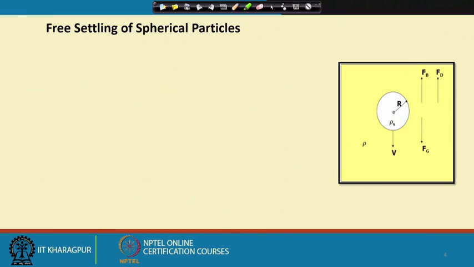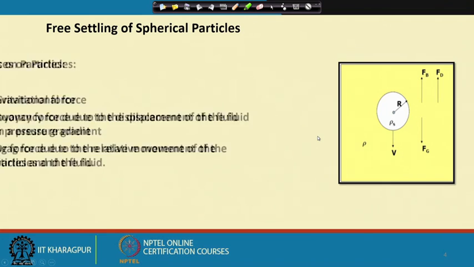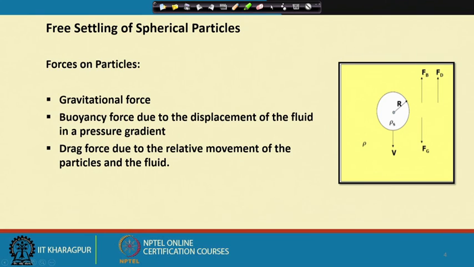So, if the fluid density is rho, then when the particle tries to travel through that fluid, you have three different forces acting on it. What are those three different forces? One is the gravitational force, which pulls the particle downward and helps the downward movement of the particle.